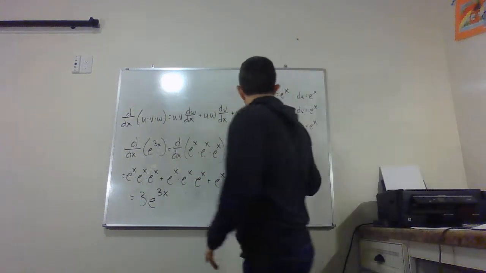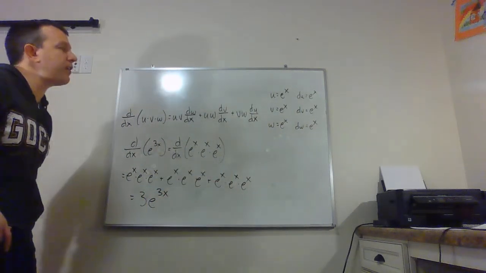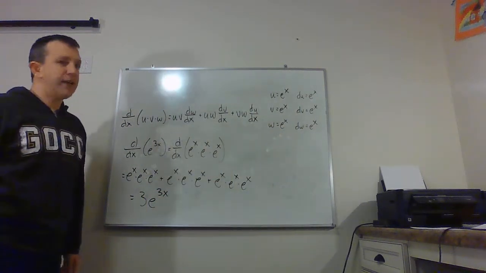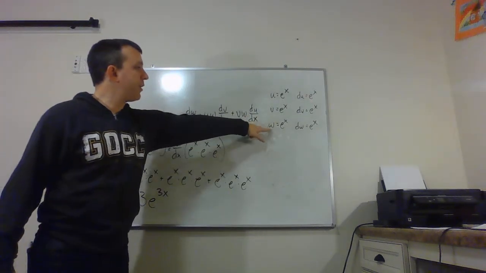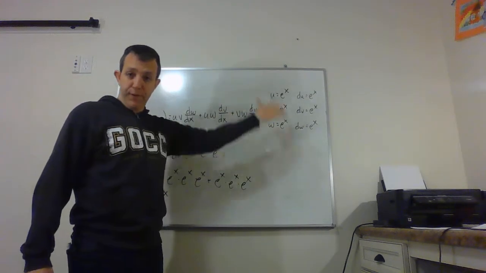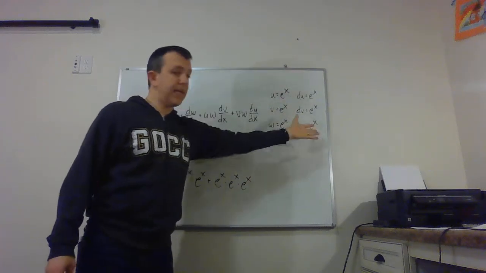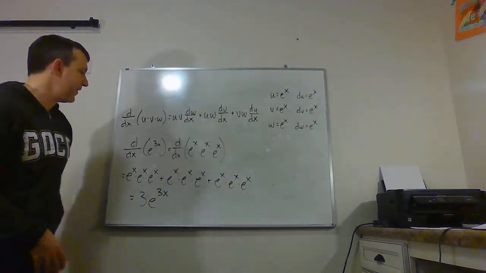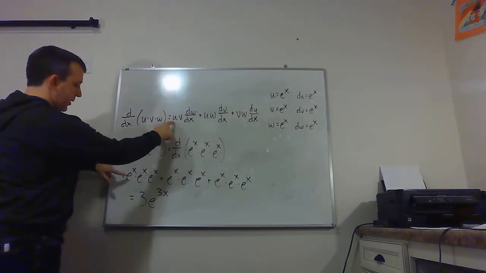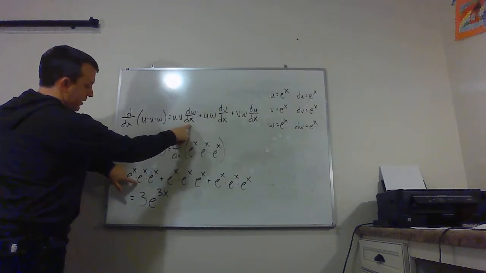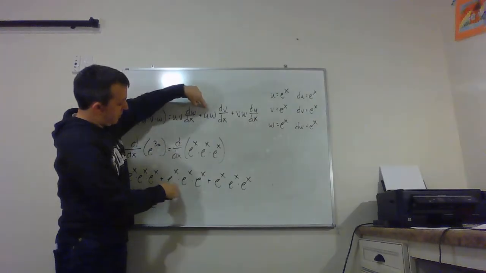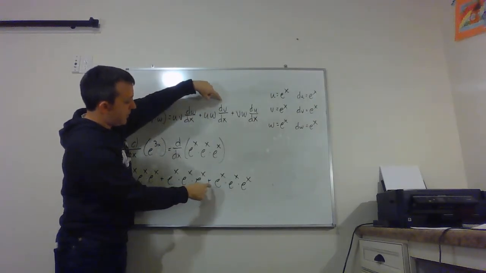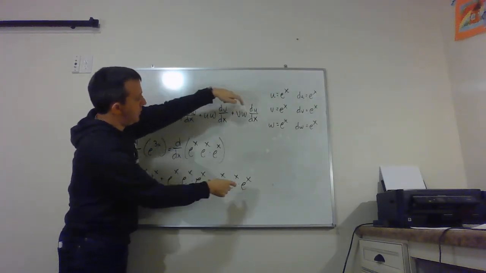So I, over here, wrote out u, v, and w. I also wrote out their derivatives. And it's really nice because they're all e to the x's. So u, v, and w are all e to the x. Remember, the derivative of e to the x is e to the x. So we have everything we need. So I put it together. I went u, v, dw/dx plus u, w, dv/dx plus v, w, du/dx.